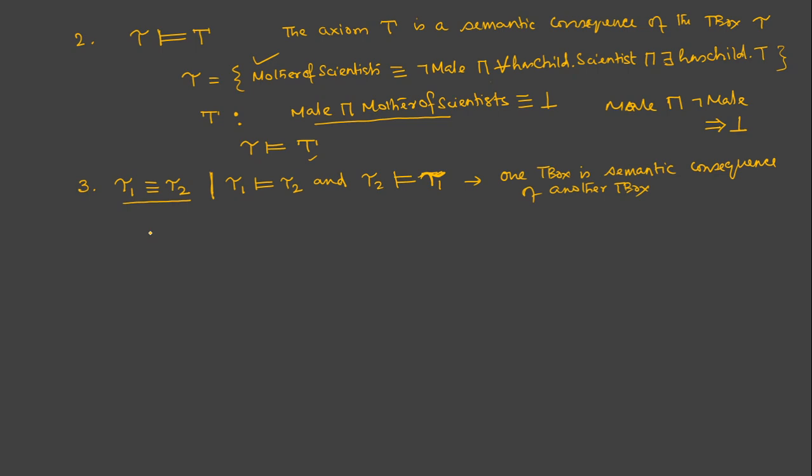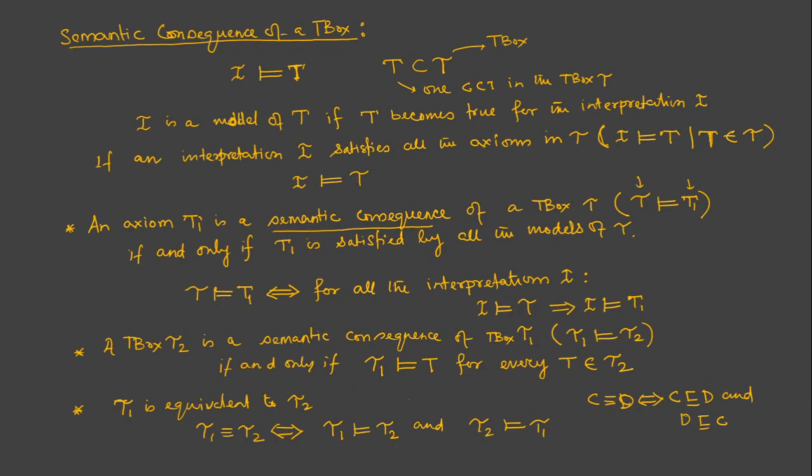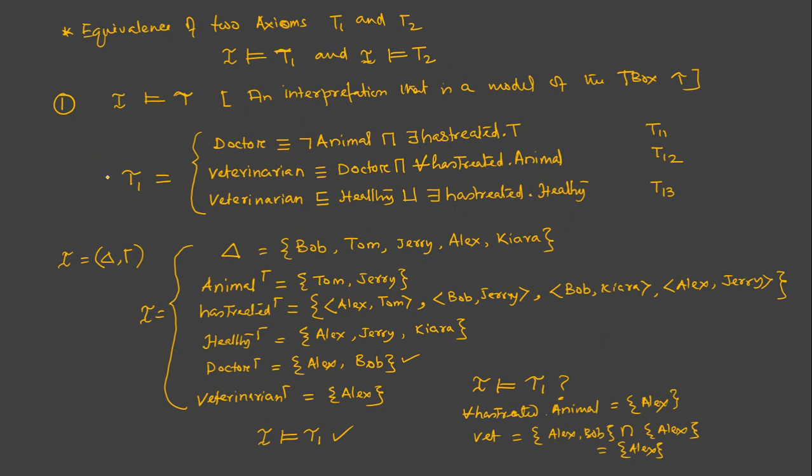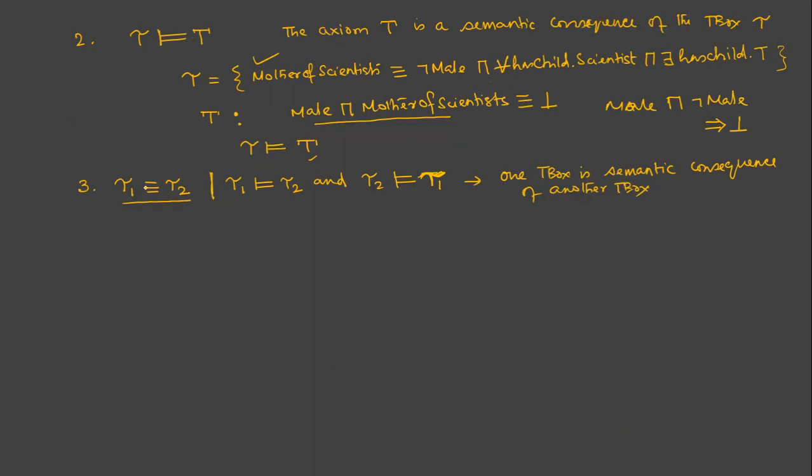So for this, we'll be taking into account this earlier T box that we have defined, and we name that as T1. So this will be acting as our T1, and we have another T box which is basically T2. So let me define T2 first, right? So T2 is having the same set of axioms except the last one. So we'll be having the first two axioms the same. So doctor is equivalent to not animal and has treated at least once.